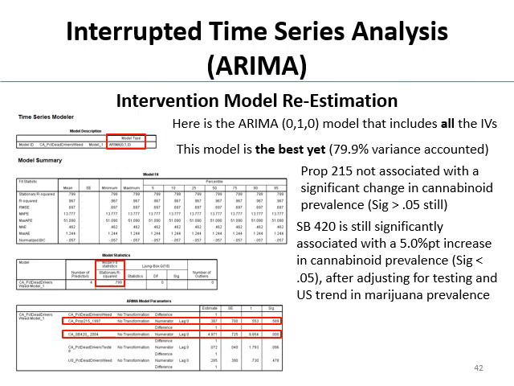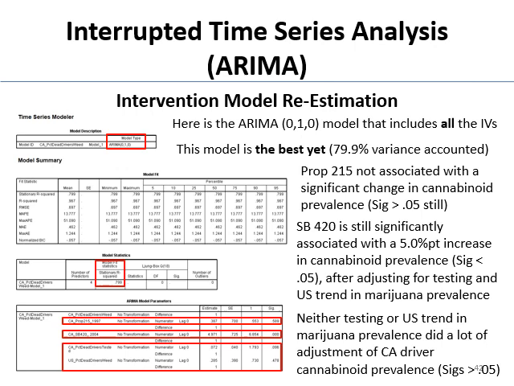Finally, our two covariates: not significant, not significant. So this suggests that neither testing nor the U.S. trend in marijuana prevalence did a lot of adjusting of the California driver cannabinoid prevalence rates. But I kept them in anyway, just because this is a good looking model.